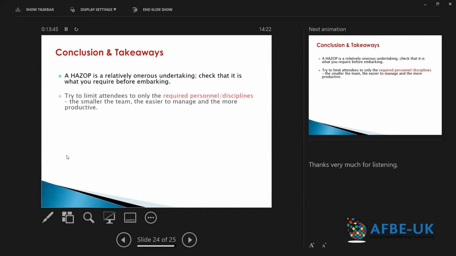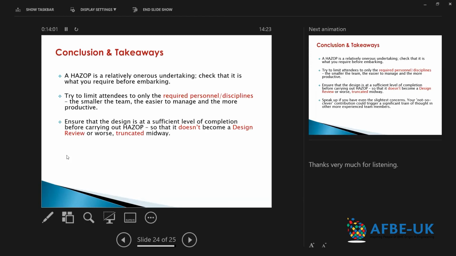So try to limit attendees to only the required personnel. You want a team that is sizable, that can be focused, and easily managed. So, productivity.